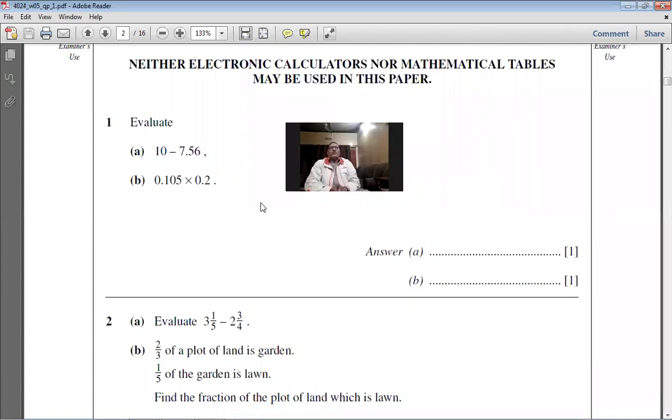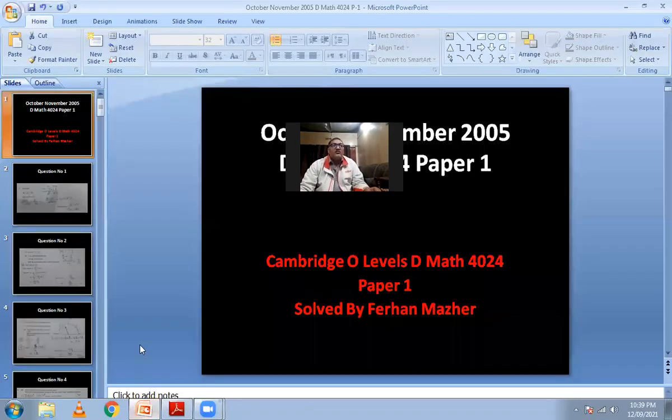The question number 1 is coming up on your screen. He says evaluate: A part is evaluate 10 minus 7.56, and the B part is 0.105 multiply 0.2. So we have to evaluate them. So let me show you the technique which I use to solve them.